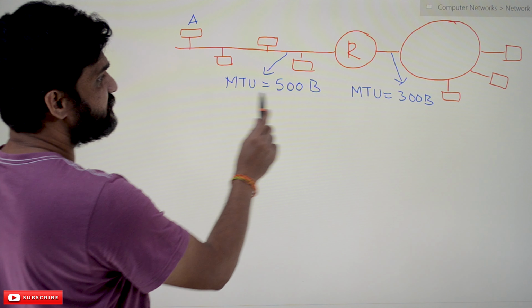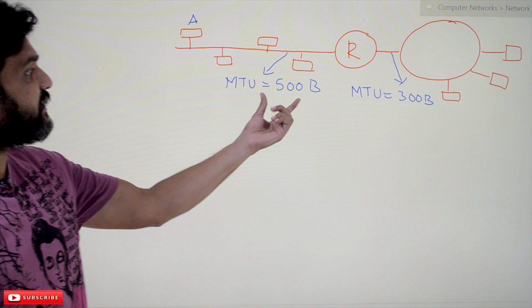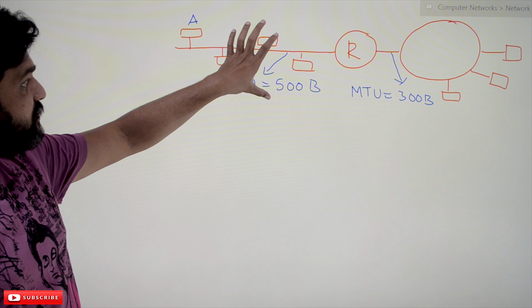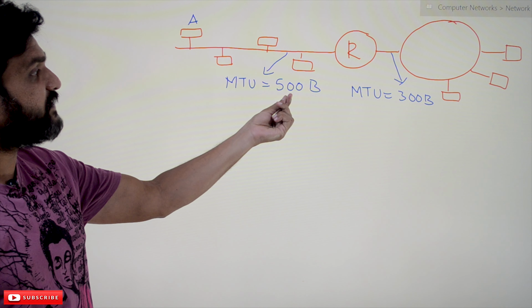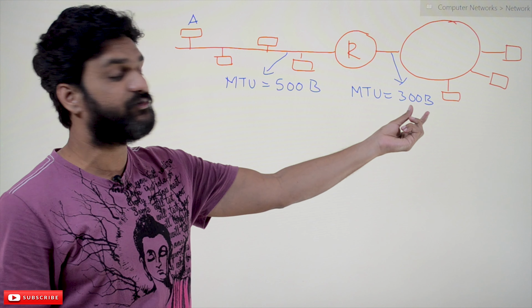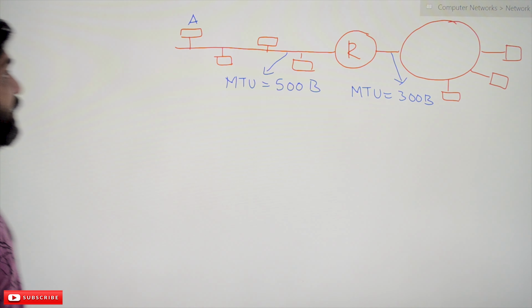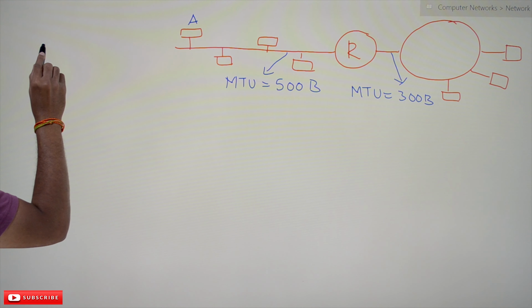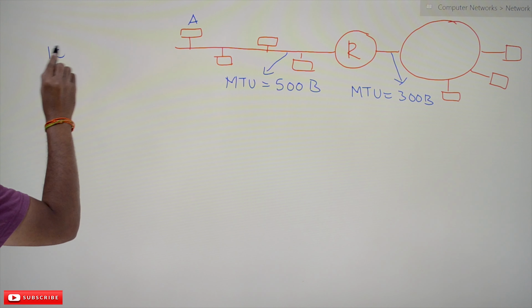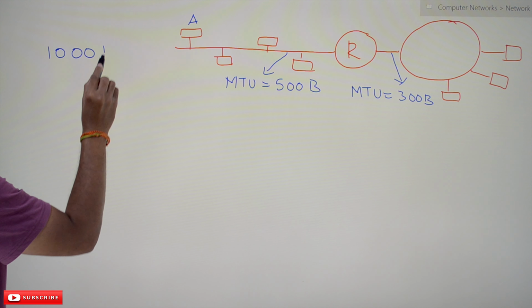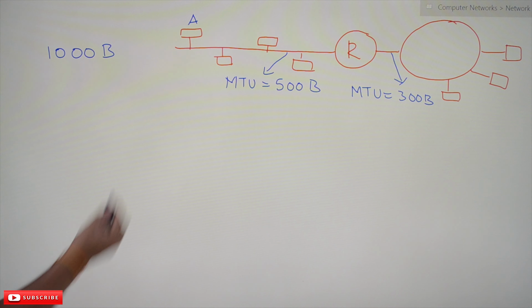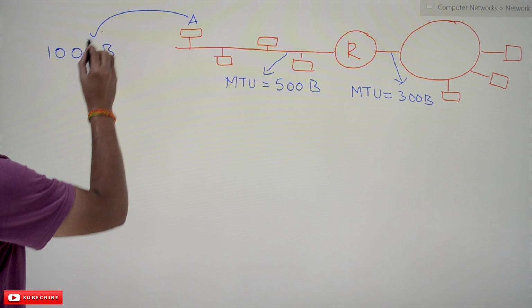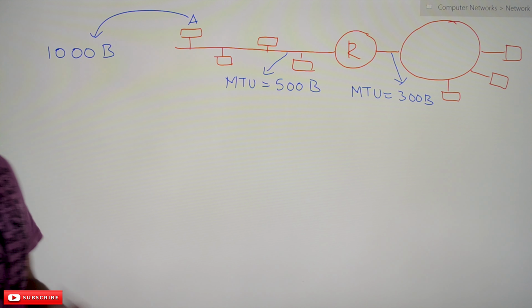So let's consider this network. This network has an MTU of 500 bytes, and this network has an MTU of 300 bytes. And the actual data that has been transmitted by the application layer is 1000 bytes. Assume that the data transferred by system A is 1000 bytes of data.